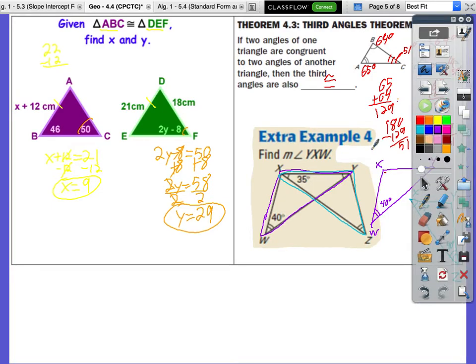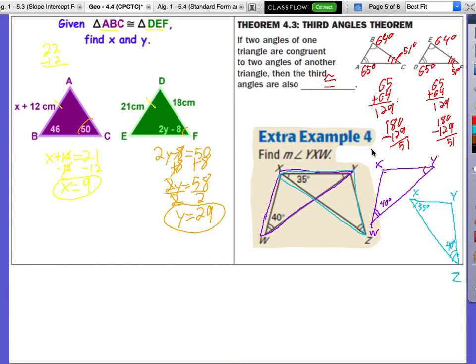So on this top left, the purple one, Y is going to be 35 degrees because it has one arc. X on this bottom right triangle, this teal one, has one arc, and it's 35 degrees. So they're both 35 degrees. Okay? So how can this help us find W, X, Y?